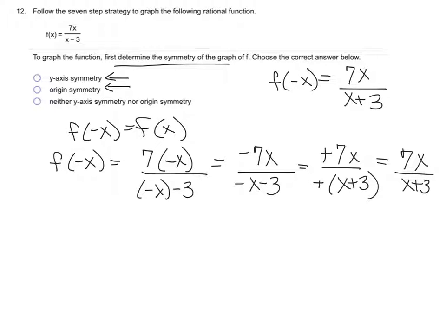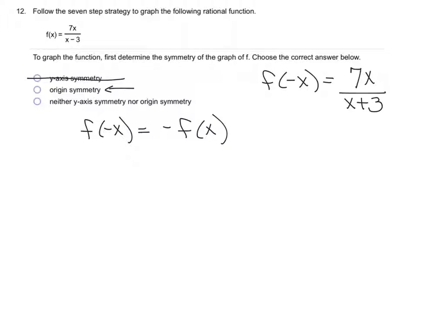Now if we compare that expression to my original expression, I can see that these are different because the denominators are different. That means that I do not have y-axis symmetry. Now I'm going to test for origin symmetry. The graph is symmetric about the origin if f of negative x equals negative f of x.